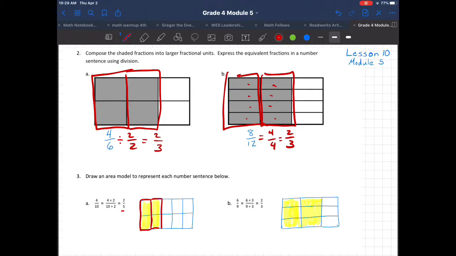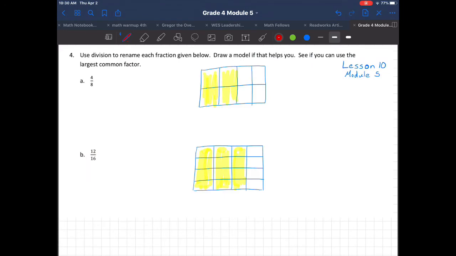And for 6/9, again, I looked at 2/3 first, made it be thirds, and then I drew the lines across to make it be 6/9. But they are saying you can take the 6/9 and make your big groups 2/3. Or use division to rename each fraction given below. Draw an area model if it helps you, so you did not have to draw the area model. I drew them so you could take a look.